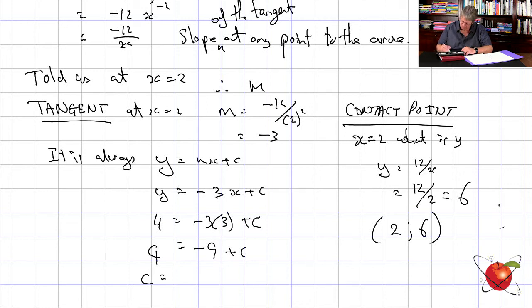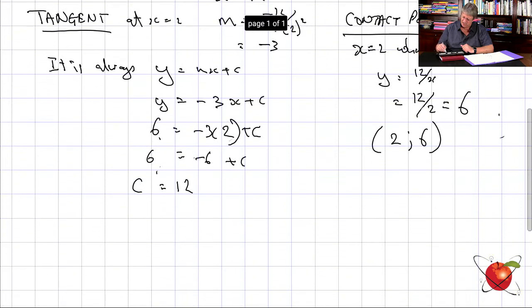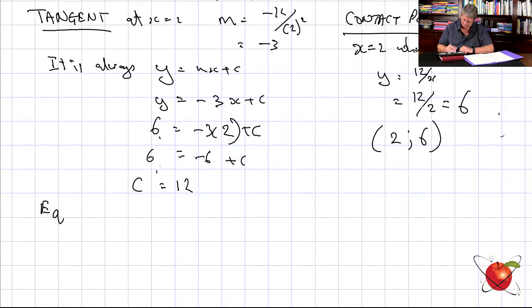So I'm going to say minus 3 times, just let me tidy this up. It's going to be minus 3 times 2, and it's going to be a 6 on this side over here. So it's going to be 6, and it's going to be 6 over there, like that. And we've got, therefore, minus 6 plus c. Therefore, c is equal to 12. Now I can write down the equation of the tangent. The equation of the tangent is y is equal to minus 3x plus 12.